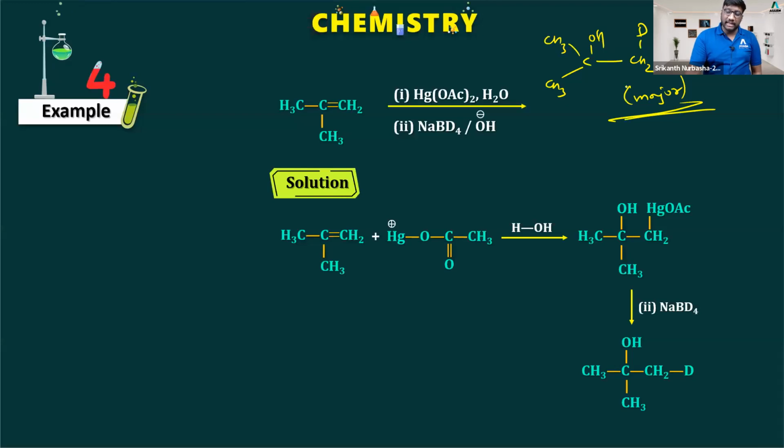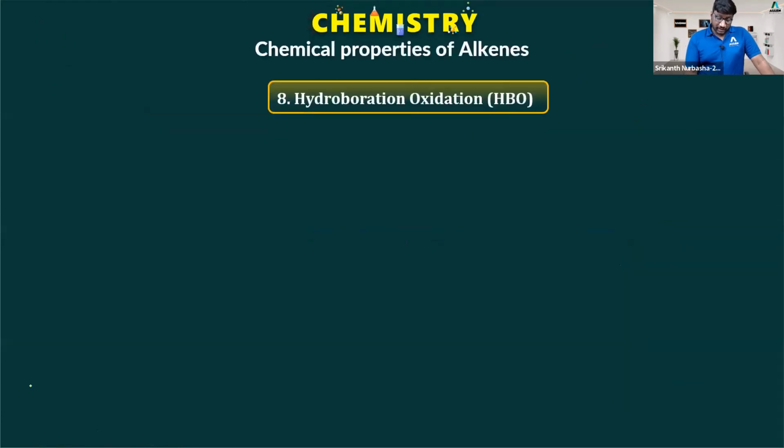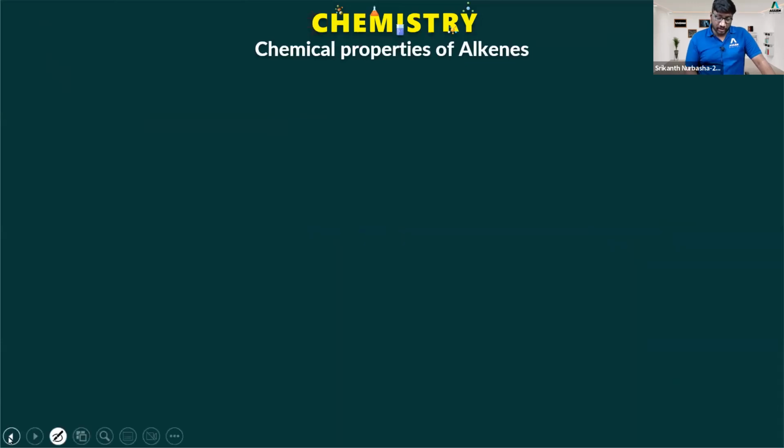You don't need to write the mechanism always; you just simply try to attach. If H2O is there, you have to attach OH. If NaBD4 is there, you have to attach deuterium. Right, students? We'll discuss hydroboration, oxidation. Although we have discussed it, we'll see it again and then go on to the next set of reactions.